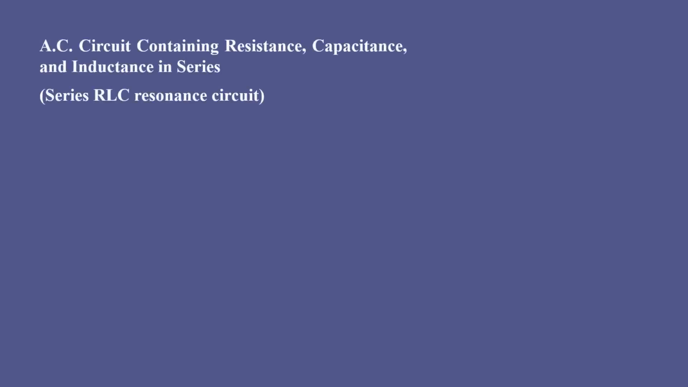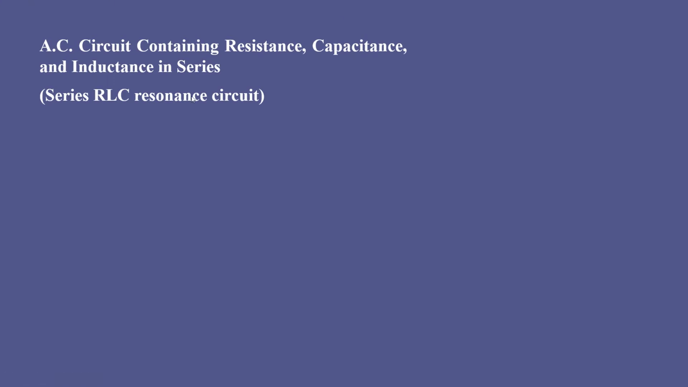So in today's class, we'll briefly discuss the AC circuit containing resistance, capacitance, and inductance in series. If these three electronic components are connected in series with the alternating current source, that is AC source, how are the current and voltage related to one another? That we will discuss in today's class.